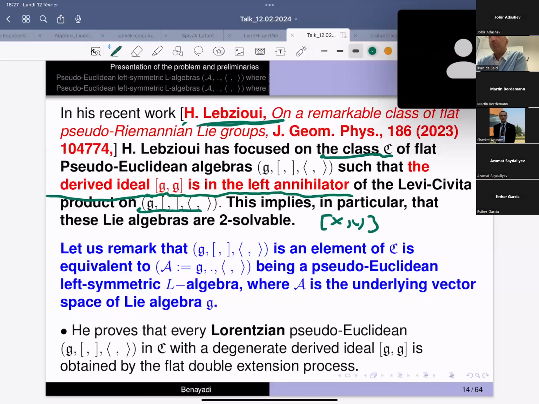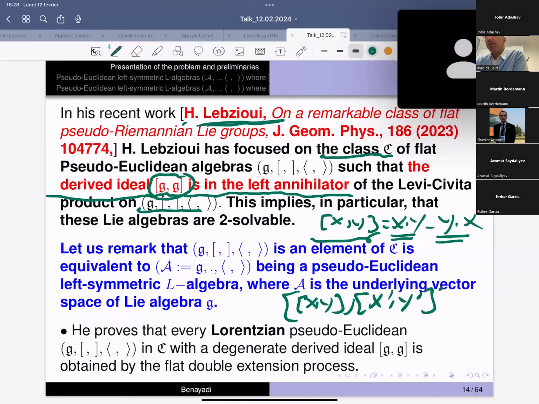If you consider the commutator of the Levi-Civita product, we find the bracket of the Lie algebra, and if you have this in the left annihilator, it is clear that you have x', y' equal to 0. In this case, the underlying Lie algebra of this Levi-Civita product is two-step solvable.